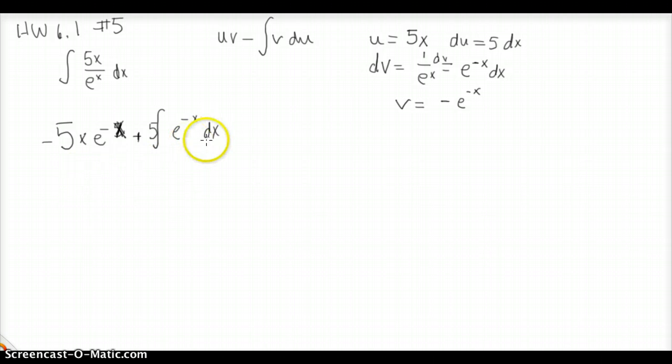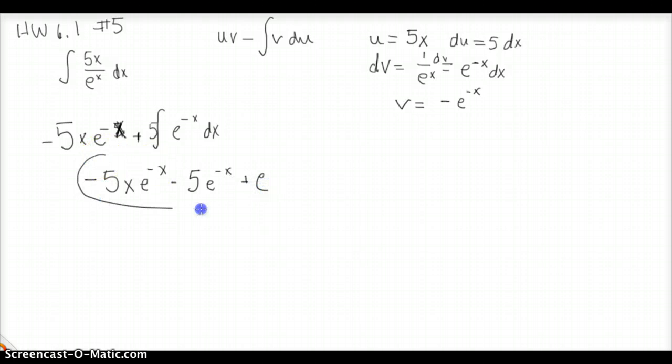And we already anti-differentiated e to the opposite x, and we got opposite e to the opposite x. So what we get is opposite 5x e to the opposite x minus 5 e to the opposite x plus a constant. And that's our answer.